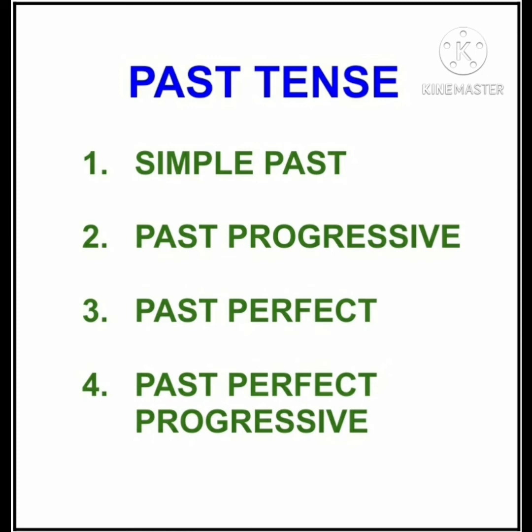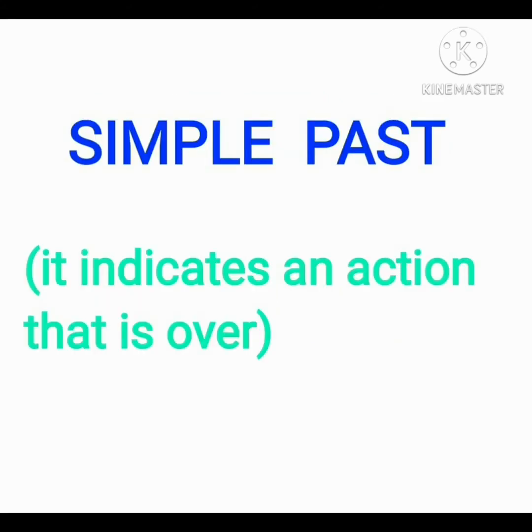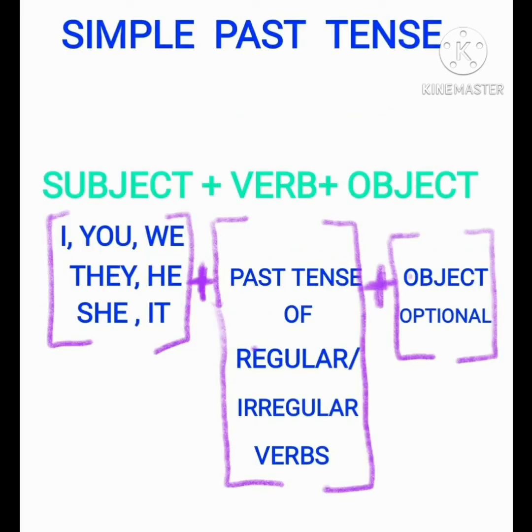Let's try to understand the first subpart, that is simple past. Simple past indicates an action that is over. It means it is used to talk about a completed action. Let's discuss the structure of a sentence in simple past tense. Subject plus verb plus object.